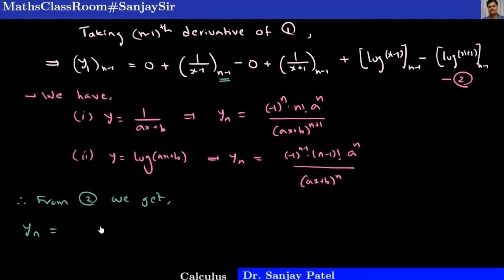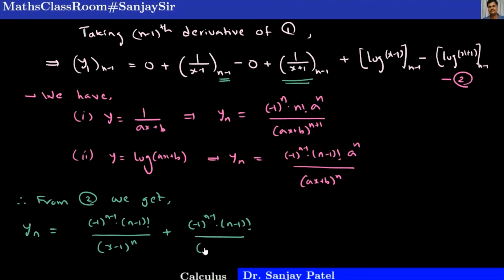So this we can write as minus 1 raised to n minus 1 into n minus 1 factorial upon x minus 1 raised to n. Then for this term now, it is 1 upon x plus b again, where a equal to 1 and b equal to 1, and we have to find n minus 1th derivative. So using the same formula, what we'll get is this plus minus 1 raised to n minus 1 into n minus 1 factorial upon x plus 1 whole raised to n.